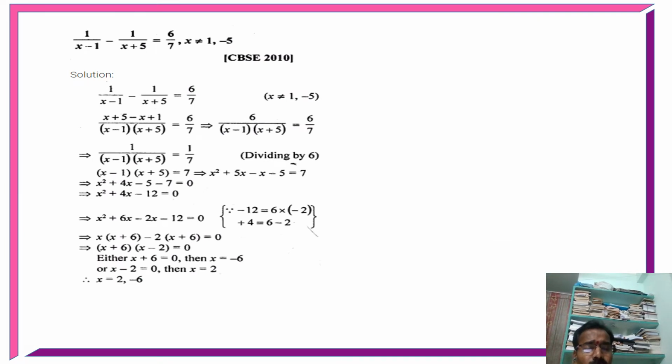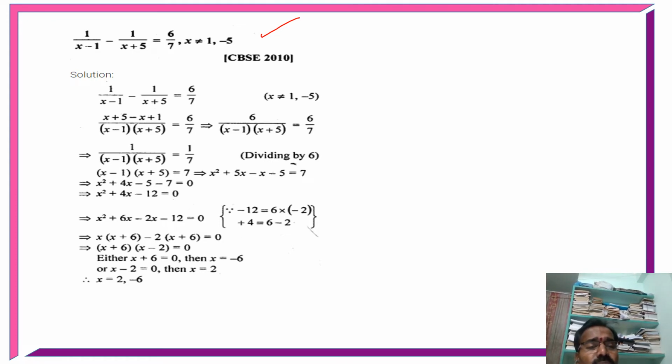Here one more application is given. Solve for x: 1 by x minus 1 minus 1 by x plus 5 equal to 6 by 7. Students, keep in mind this is a very important model. So while solving, the same method is applicable, and then take the LCM.